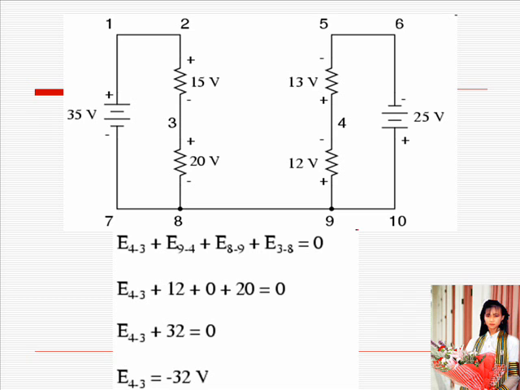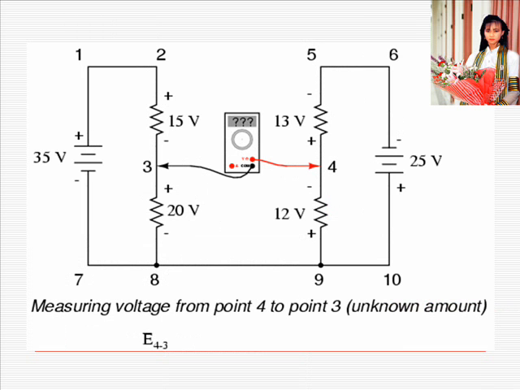If we wanted to determine the voltage between points 4 and 3, we could set up a KVL equation with the voltage between those points as unknown. Stepping around the loop 3-4-9-8-3, we write the voltage drop figures as a digital voltmeter would register them, measuring with the red test lead on the point ahead and black test lead on the point behind as we progress around the loop.